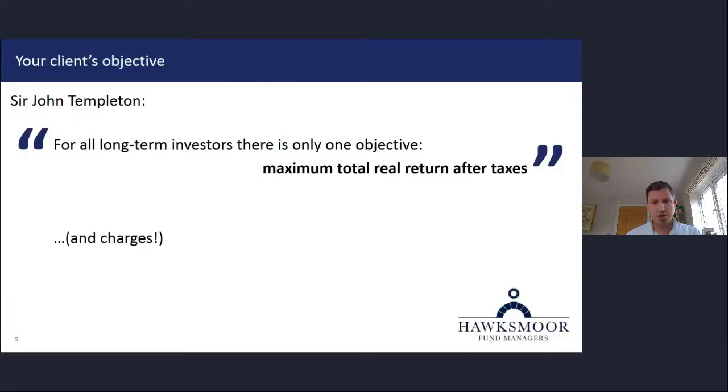But we recognize that charges are in many ways the only thing you can guarantee. We can't guarantee future performance, but of course we can guarantee charges. And our approach, unfortunately, is certainly more expensive than a lower cost passive solution. And we recognize, for example, that for every 1% more a client pays in terms of an OCF, over 10 years, that's going to be a 10.5% headwind to achieving that aim.